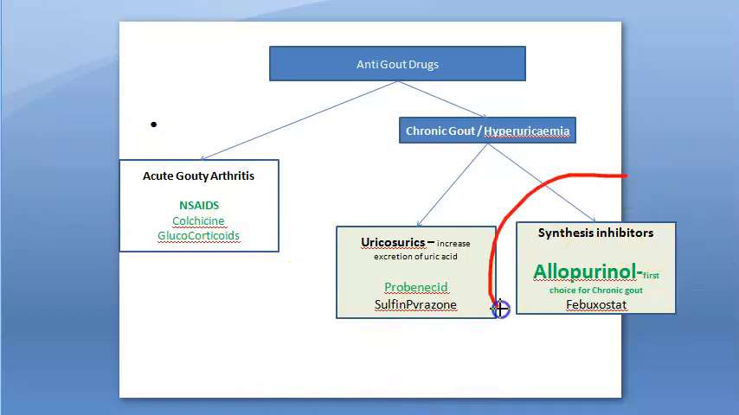Hope you are happy. Allopurinol is the first choice of drug for chronic gout. It is a synthesis inhibitor. It will inhibit the synthesis of uric acid. It is a hypoxanthine analog. It will inhibit xanthine oxidase. So, uric acid will be synthesized less. Hypoxanthine and xanthine will increase, but however, they will be excreted easily from the kidney. So, no problem. Everybody is happy. Doctor's happy, patient happy. Okay.